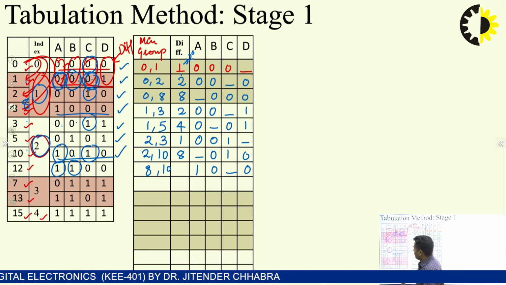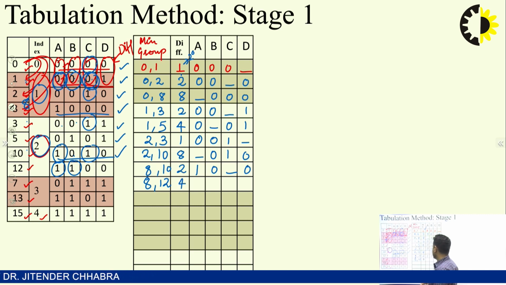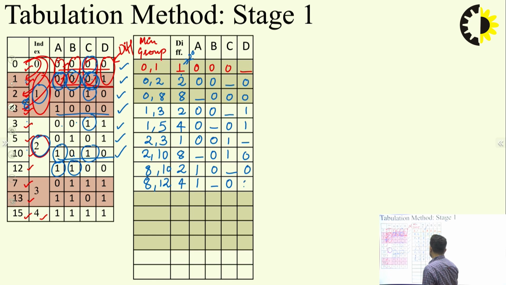So similarly, 8 and 12, the difference is 4. In the previous case the difference was 2. 8 and 12 difference is 4, and 10 and 11, 1-0-0. Now we can see that all the terms from index 1 are compared with all the terms from index 2. So all these grouping possibilities between index 1 and index 2 are checked, and wherever valid groupings were formed, we have mentioned them in the next stage table.